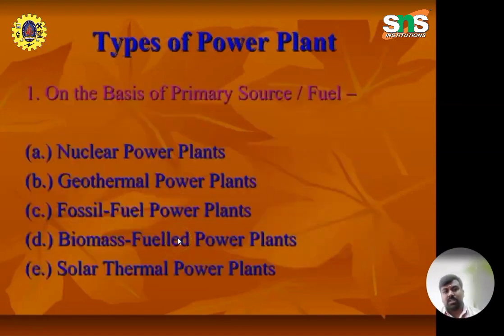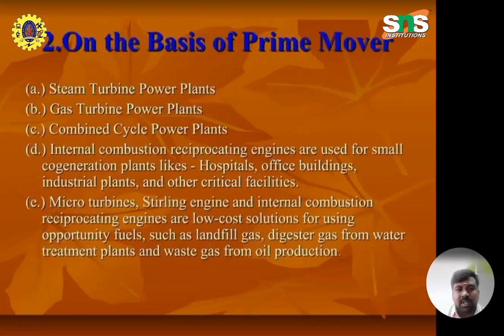So, types of power plants. On the basis of the primary source or fuel, the power plants are classified into 5 types. One is nuclear power plants, geothermal power plants, fossil fuel power plants, biomass fueled power plants and solar thermal power plants. And on the basis of the prime mover, the power plants are classified into various types.